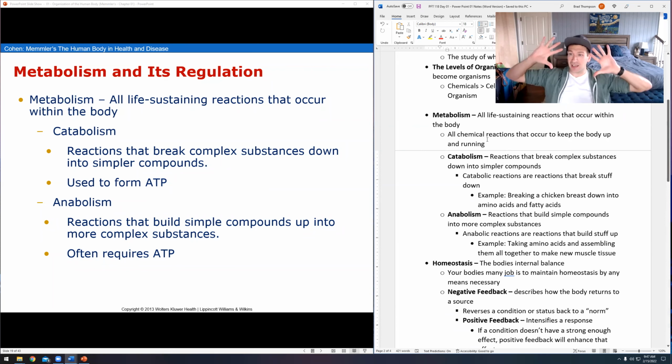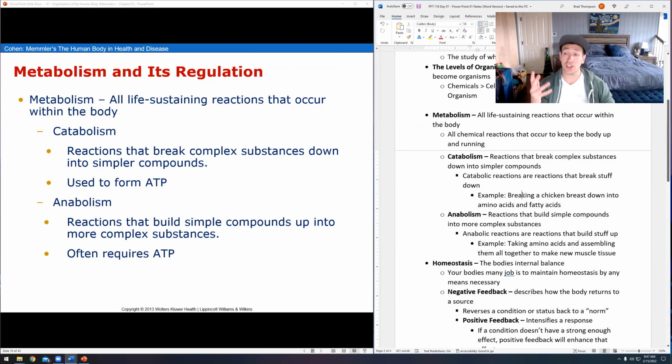Catabolic reactions are taking something very complex and breaking it down into something very simple. Carbohydrates get broken down into glucose molecules, proteins get broken down into amino acids, and fats get broken down into smaller fats, which we would just call a lipid at that point. So catabolic reactions break stuff down.